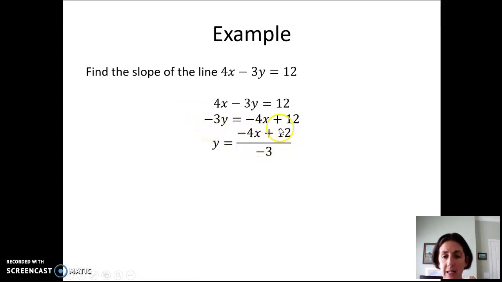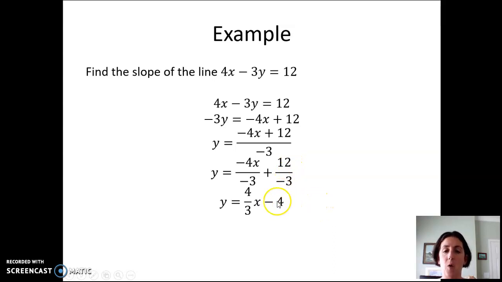Now we're dividing this entire side by negative 3, which means we need to divide each of the pieces by negative 3 and reduce. Negative 4 over negative 3, a negative over a negative is a positive, and that 12 over negative 3 is negative 4. So as you can see, we have a slope of 4/3. That's a rise of 4 and a run of 3. And this -4 right here means that the y-intercept would be the ordered pair of 0, -4.